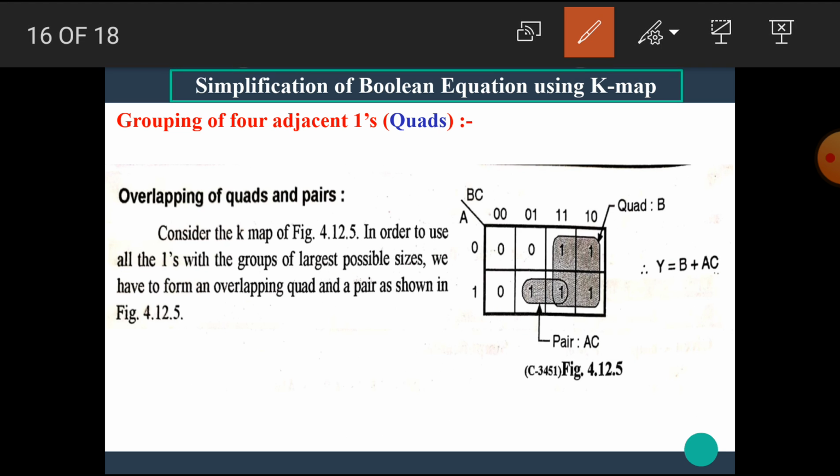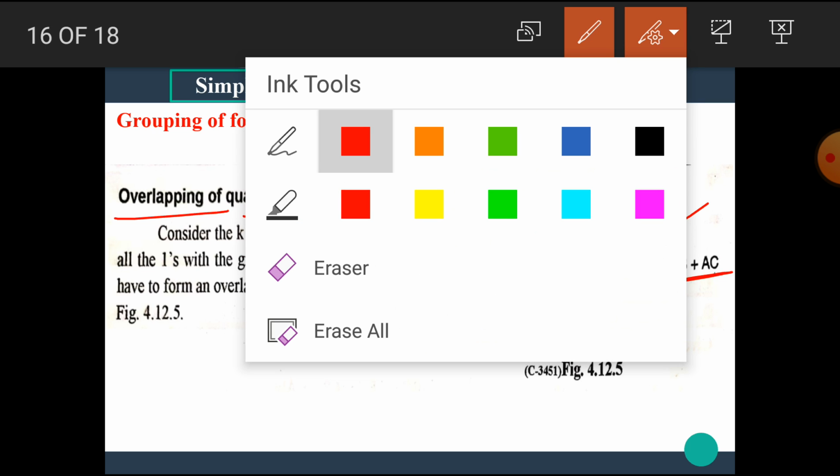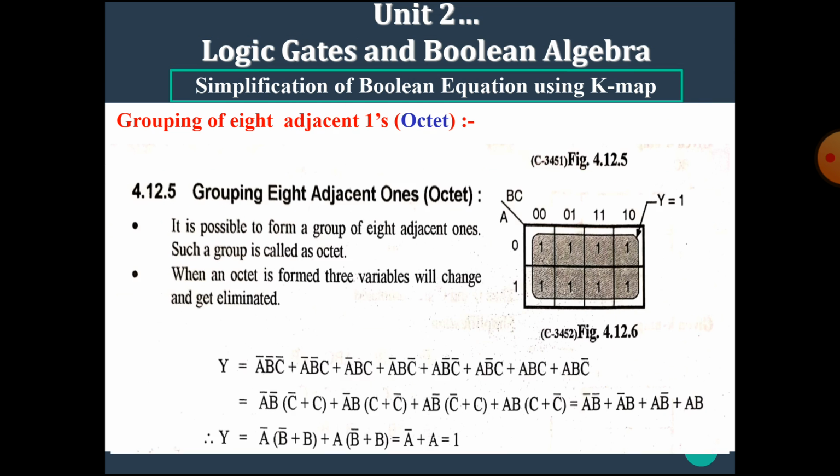Now let's see one more Kmap here. Overlapping of quads and pairs. As we saw previously, the quads or octets or pairs can be overlapped with each other. In this Kmap, we get one quad and one pair. The equation of this quad is b and the equation of this pair is ac. Hence we get the total equation y is equal to b plus ac. Okay, I hope you all understand the concept.